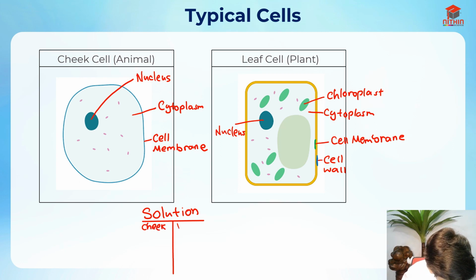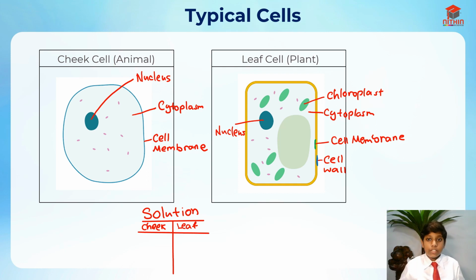This side is the leaf cell. So in the solution, if we place the chick cell, it only has a cell membrane to support it. Let's take that the solution is water. When water enters the cell, it actually bursts the cell. When too much water is inside, it will burst. So for the chick cell, the outcome is burst, because when we place it in water, it bursts.